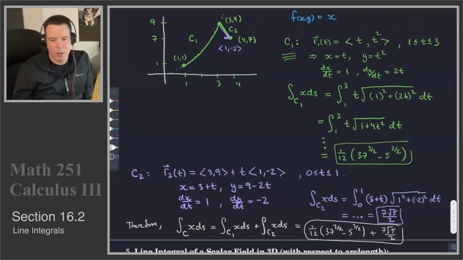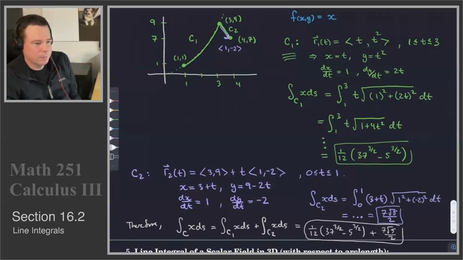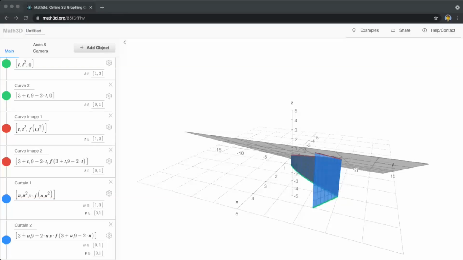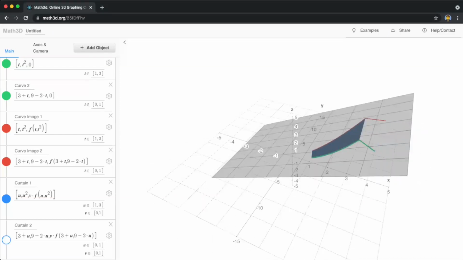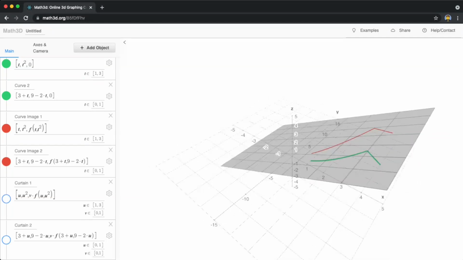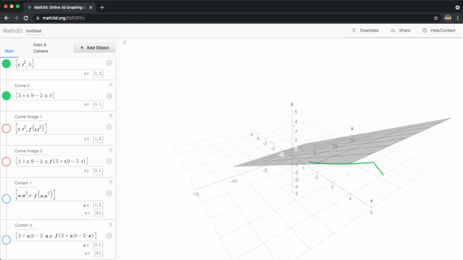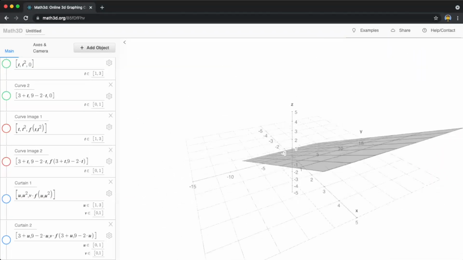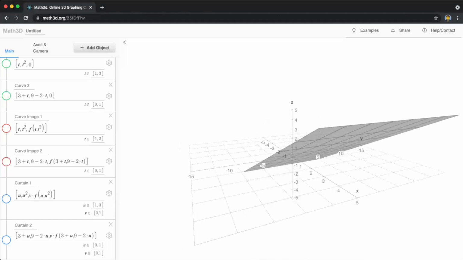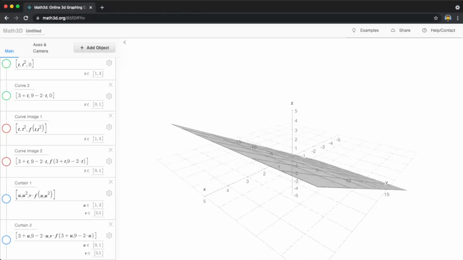Okay, now what can very easily happen here is we do all this calculation and we lose sight of what we actually calculated. What was this thing we actually calculated? So let's go back to our visual. What we actually calculated, so I'll start with turning a few things off, maybe I'll even turn this curve off. So we've got this function, f of x y equals x. So basically z is equal to x is our plane here.